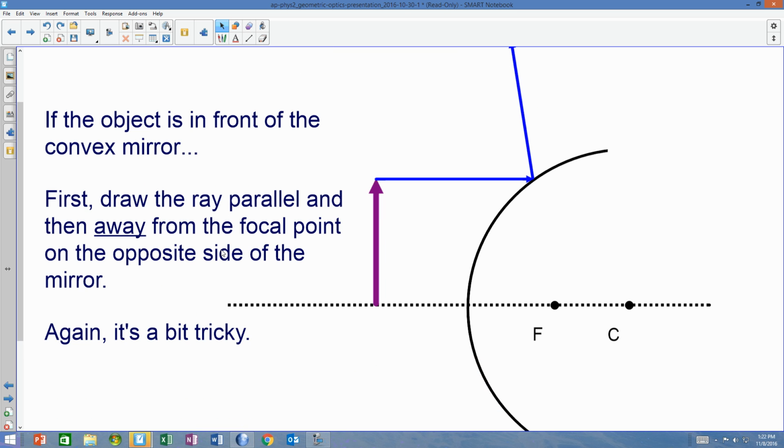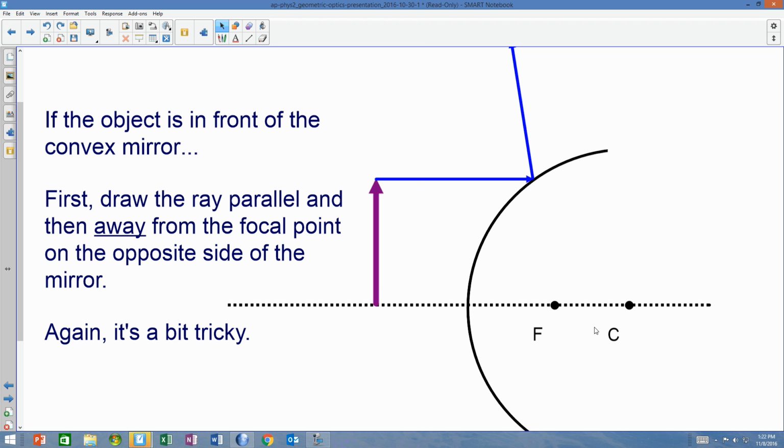If the object is in front of the convex mirror, you're going to notice something here. You're going to put the focal point and the center of curvature inside the mirror, so they're going to go on the right-hand side. That means that these are virtual. So the focal point is virtual, and the center of curvature is virtual. So when you substitute this number into your mirror equation, 1/f = 1/di + 1/do, you're going to have to put a negative in front of the f for your calculations.